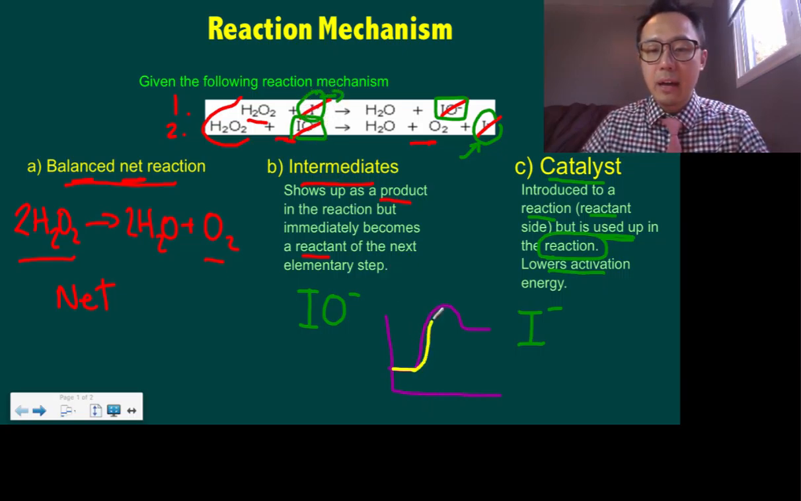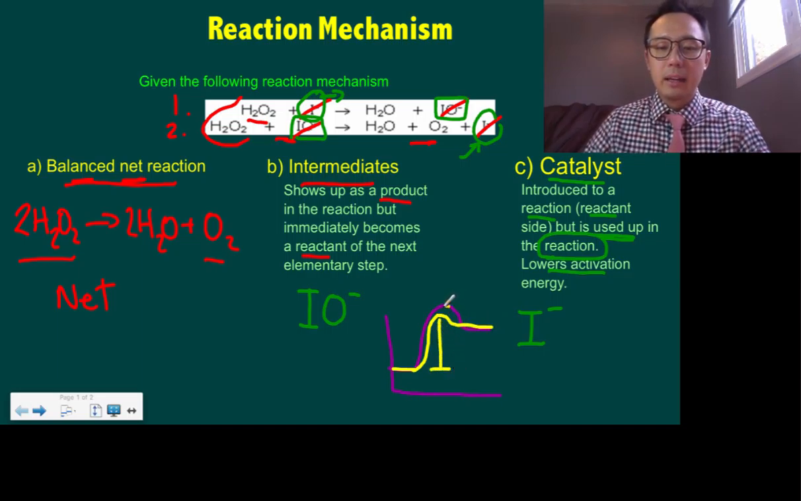How it speeds up the reaction is that it lowers the activation energy. So this activation energy is actually lower than the initial one. So that is how catalysts work, and that's how you identify it.